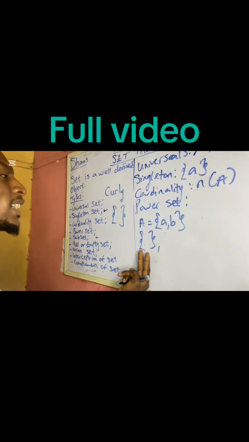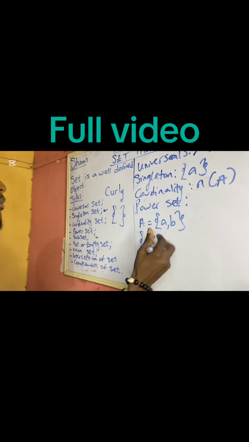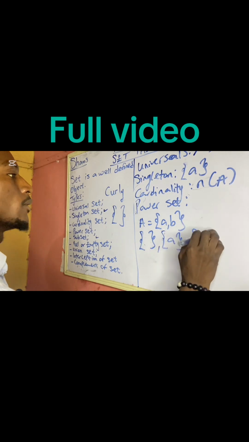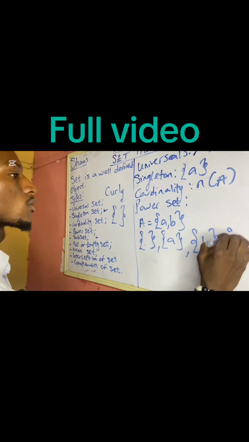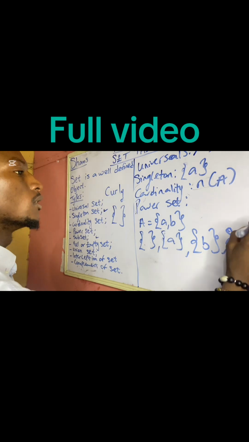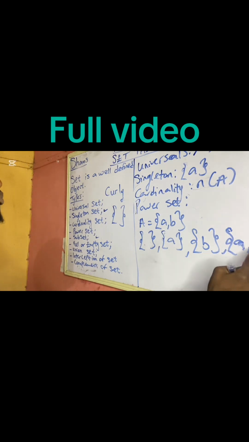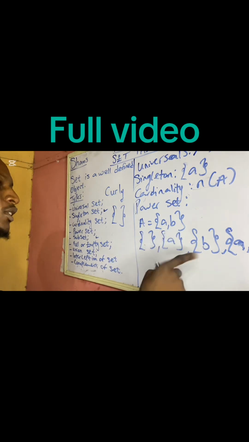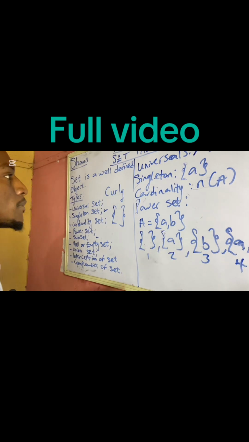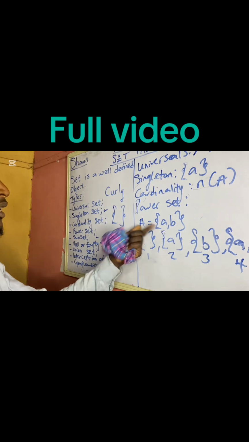That means we can say an empty set is a pioneer, which means no one is living there before all these people that came in. So the next one will be what? Ordinary A. The next one could be what? Ordinary B. And the next one will be what? A and B. Note something: if I wrote BA, it's still the same thing as AB, so I must not write BA again. So how many do we have here? We have 1, 2, 3, 4.